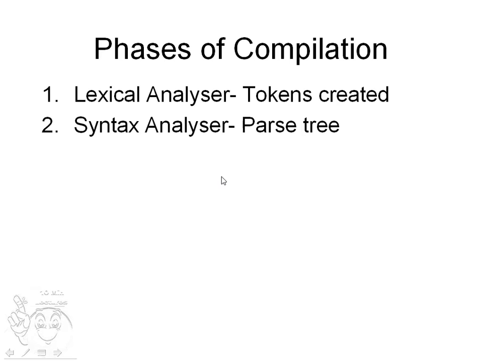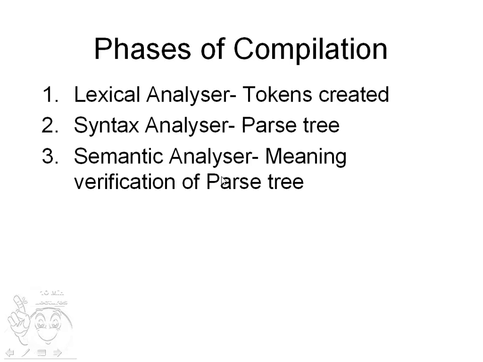The second phase is the syntax analyzer. Here it creates just a simple binary tree. The structure is peculiar, which we'll be discussing later. For the time being, you just have to understand that in the lexical analyzer, the entire code is broken into tokens. Using those tokens, the syntax analyzer creates a tree, a binary tree. The next phase is the semantic analyzer. It verifies that the tree created in the second phase is correct and meaningful. It's just a verification process.